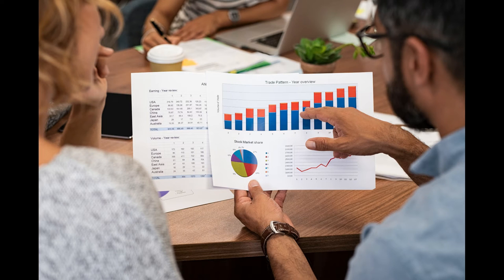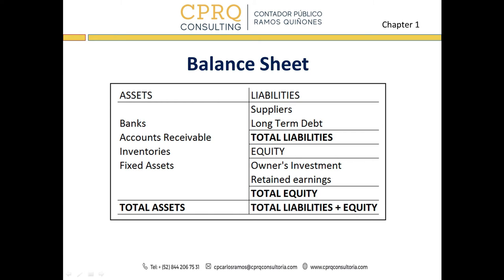It has three main areas. Assets, which is what the company has. Liability, that is what the company owes. And equity, that is the owner investment plus the accumulated profits of the company. A simple balance sheet is the one we are showing in the chart, where the assets are on the left side and the liabilities are on the right side together with equity.